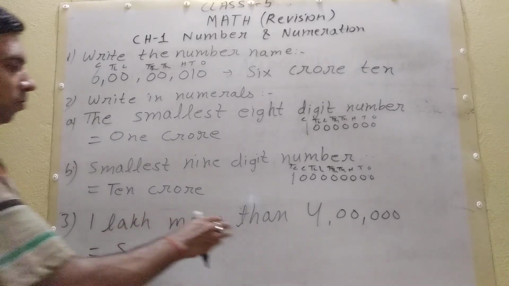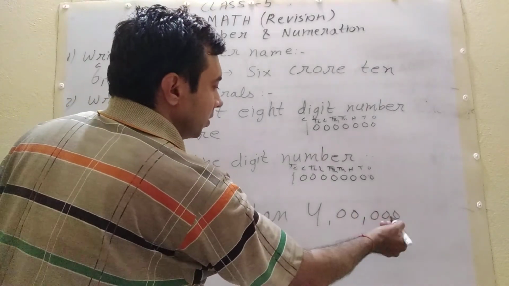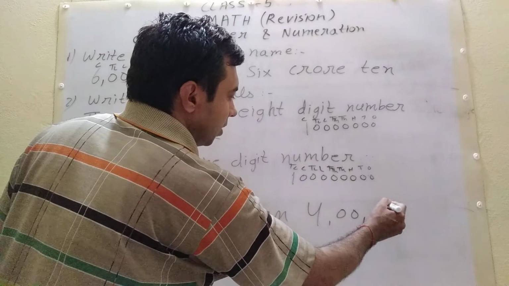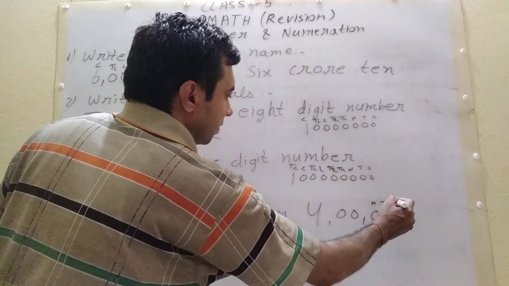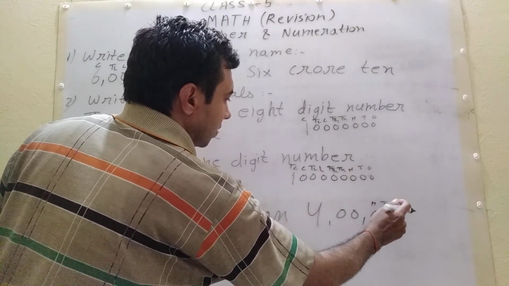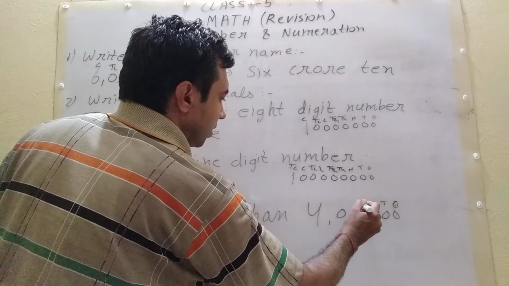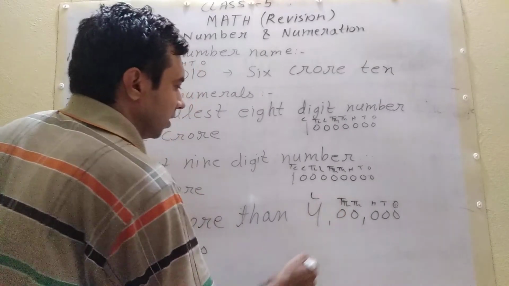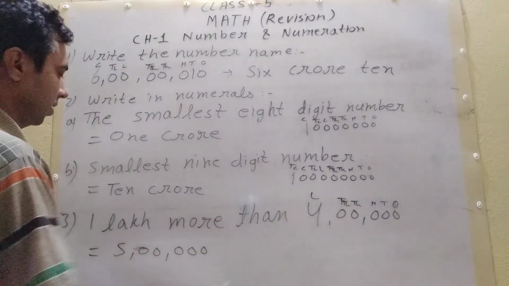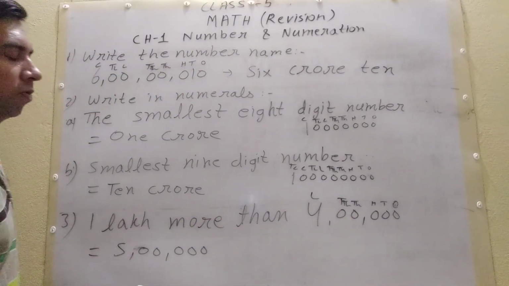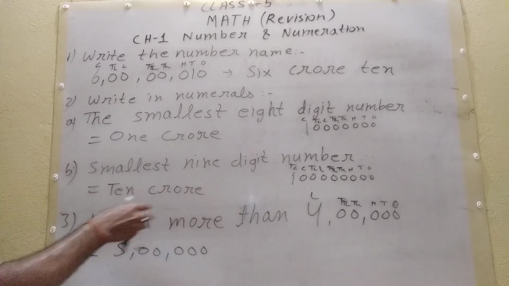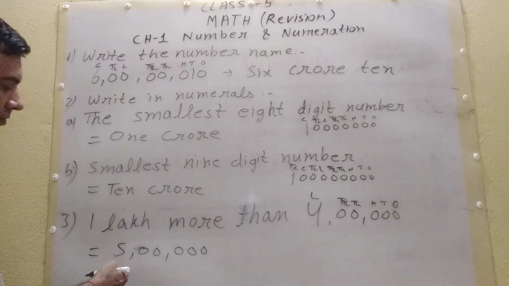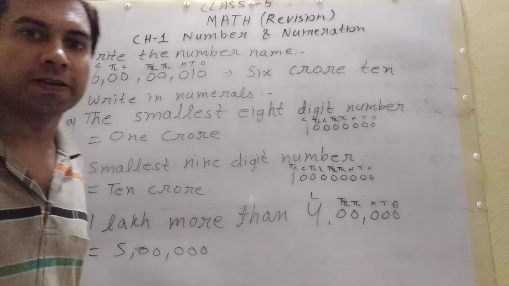Now 1 lakh more than how much? Write the place value: ones, tens, 100, 1,000, 10,000, lakh, 4 lakh. So 1 lakh more than 4 lakh means we have to add 4 lakh plus 1 lakh. What does it become? It becomes 5 lakh.